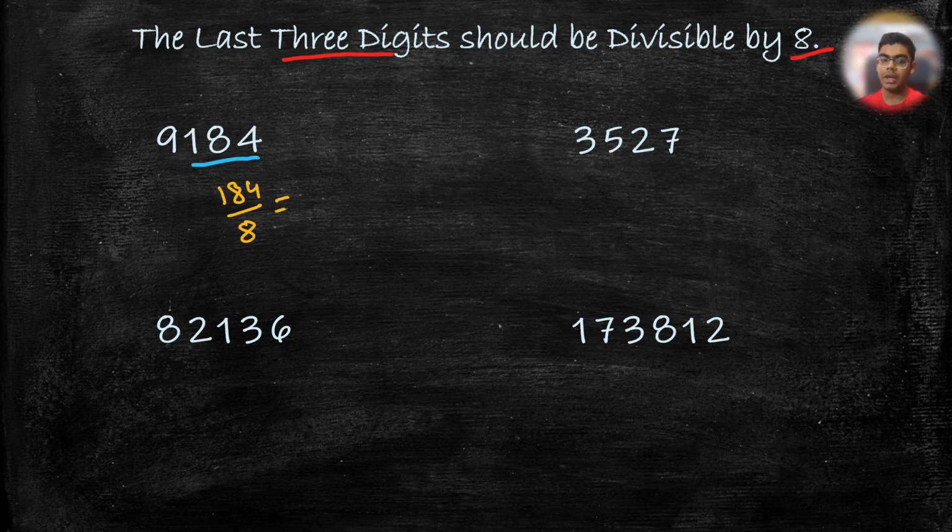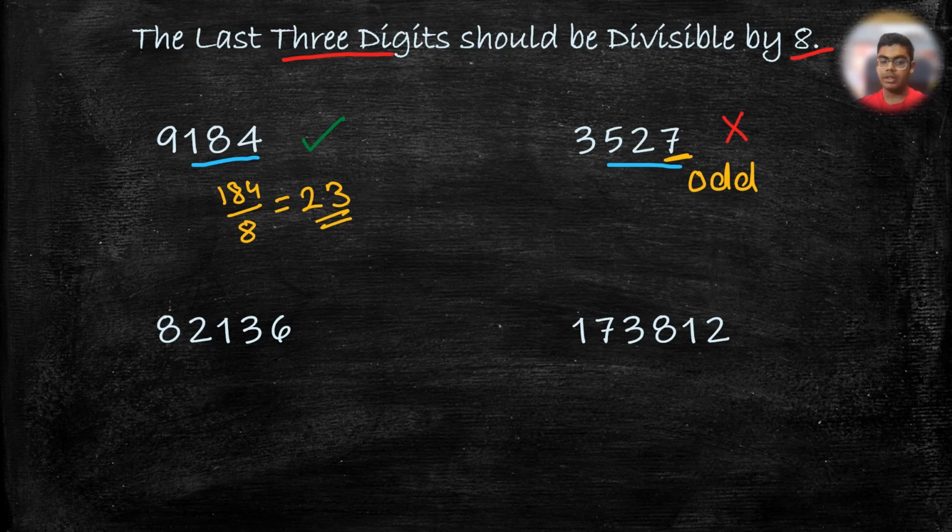184 divided by 8 is 23, which is a whole number. So 9184 is divisible by 8. Next, 3527. 527 are the last three digits. Here, however, the units digit is an odd number, which is 7. So as this number is not divisible by 2, it cannot be divisible by 8.